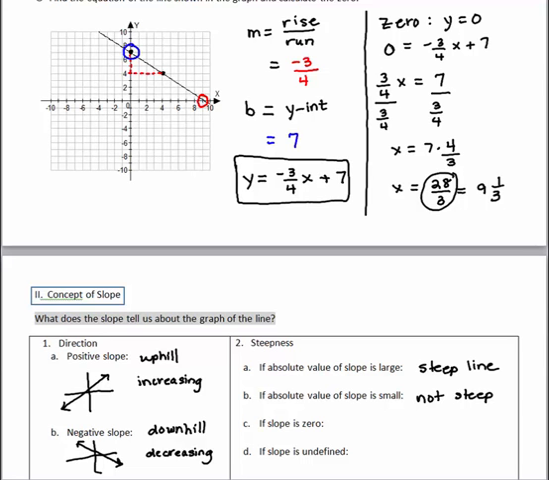Let's think for a moment about a slope of 0. If you think about slope as steepness, and you have 0 steepness, what would that look like? Well, 0 steepness would be completely flat. It would just be a horizontal line. If the slope is undefined, that actually tells us we have a vertical line. I'm going to sketch that and then talk about it just a little bit.